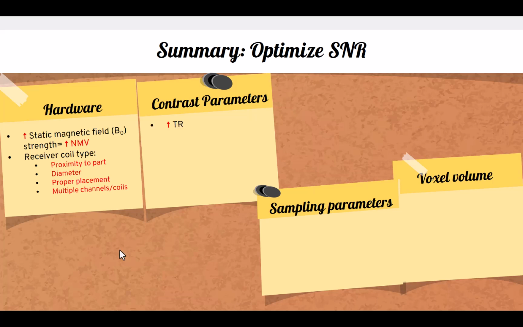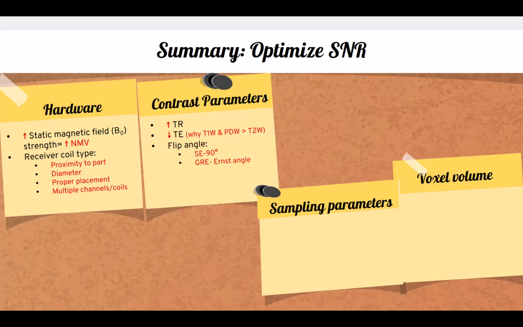For contrast parameters, you should increase your TR. Increasing your TR will increase your SNR up to a certain point, because remember, you can never exceed its original value. You want to decrease your TE, or echo time. And that is why a T1 and a proton density weighted image has a higher signal than a T2, because their TEs are shorter.